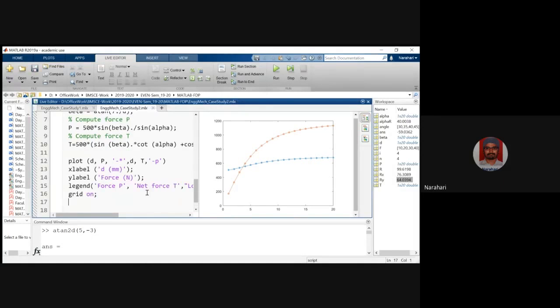These things you people have seen for the past 2 days, so I'm not going to explain much about this. Now if I run this, yeah, now it is probably better to understand. The blue one is force P, red is the net force T. How the distance D affects both P and T can be seen from this graph, right? So that's the idea behind it.